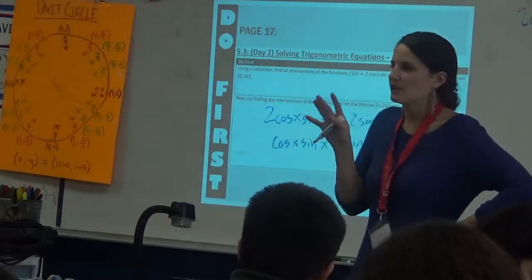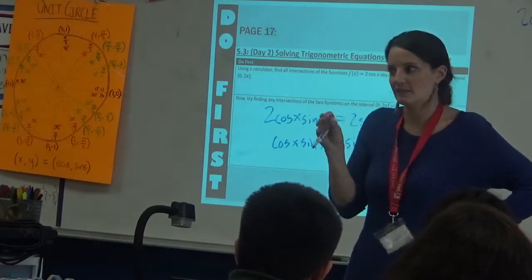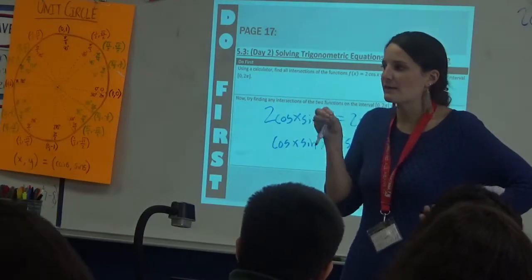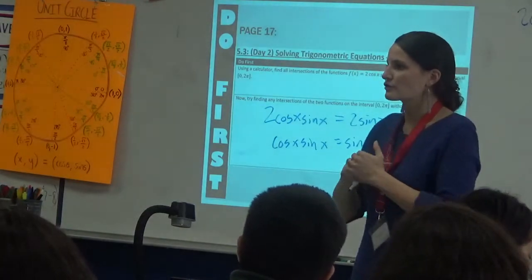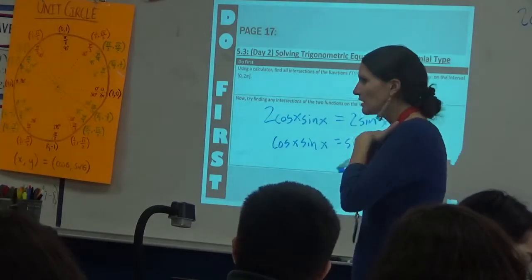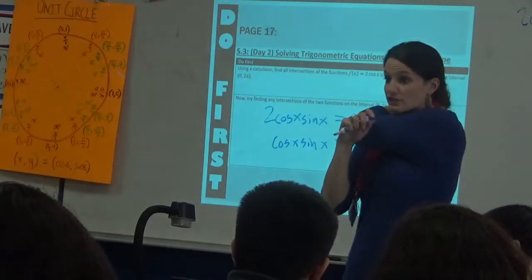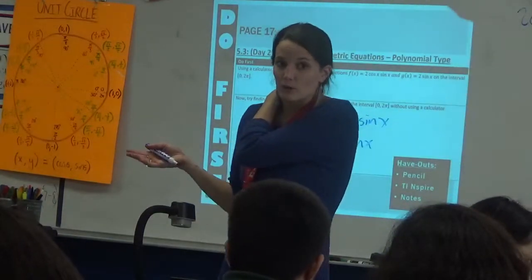This method, you're gonna lose some of your solutions. He only got 0 and 2 pi, he didn't get pi. Because when we divide by sine and magically make sine go away, we lose some of our solutions where sine could have been 0. And so what we're going to use as our strategy is we're going to try not to divide by the variable that we're solving for.